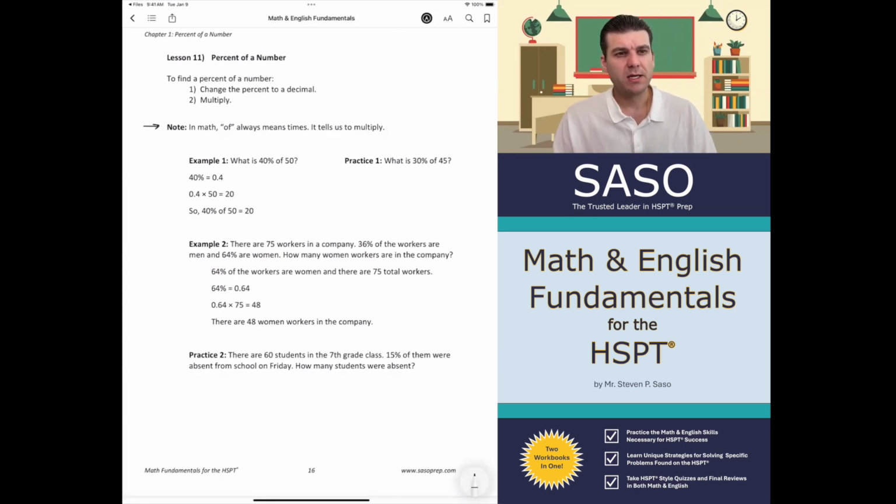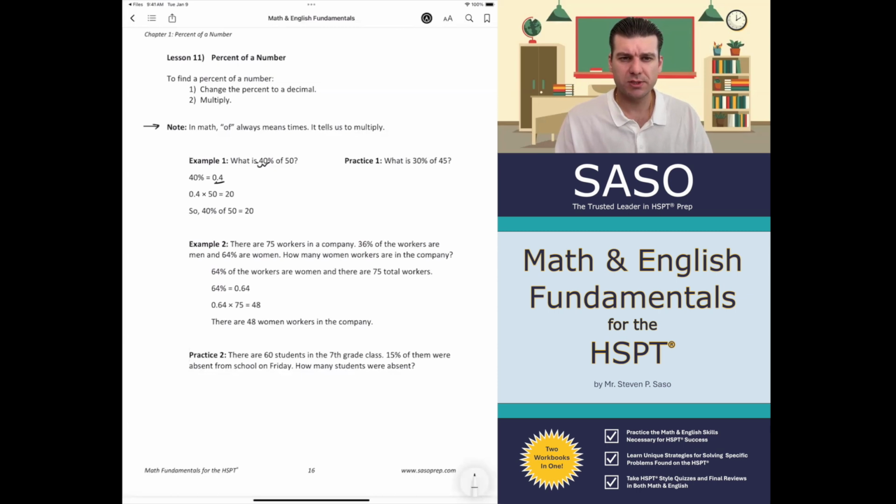Really important. So example one, we see what is 40% of 50? Well, we just change 40% to a decimal, which is 0.4. See that here? And then 0.4 times 50, which is 20, right? So 40% of 50 is 20. Let's do the practice, then I'll show the math here for this one.